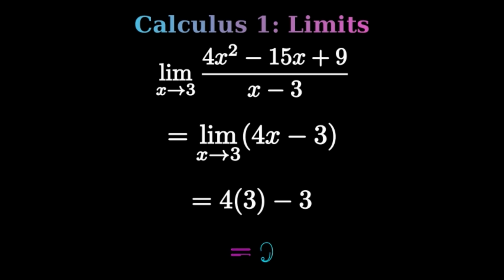So we're going to answer this question. We have the limit as x approaches 3 of (4x squared minus 15x plus 9) over (x minus 3) is equal to 9.